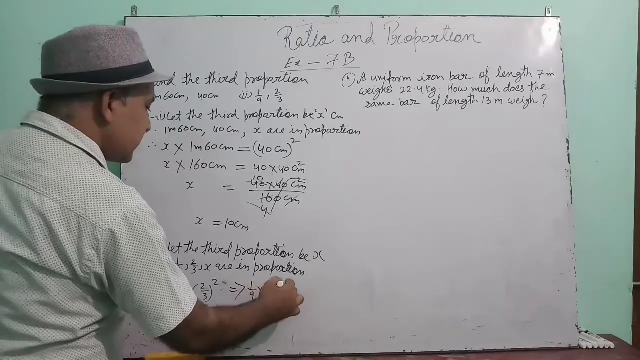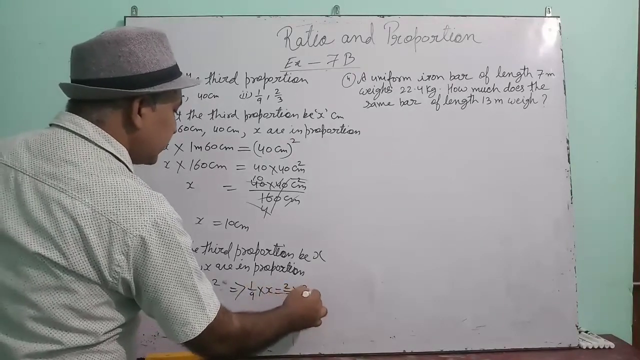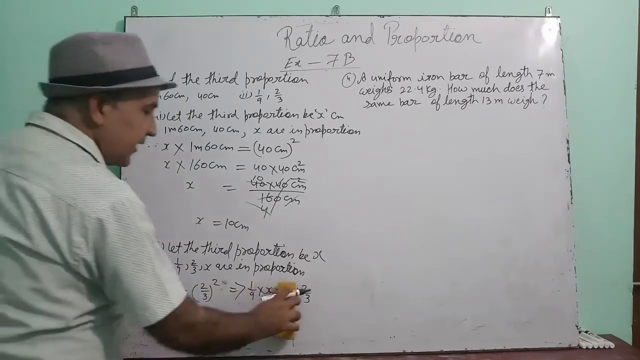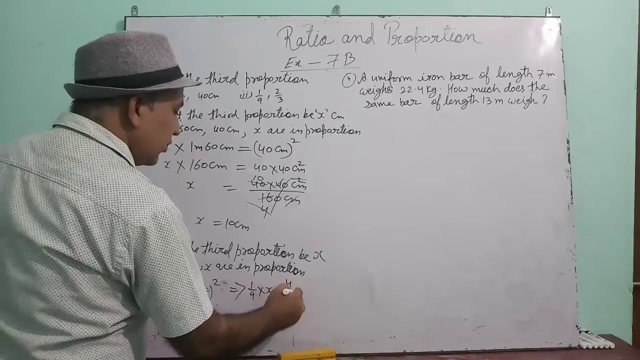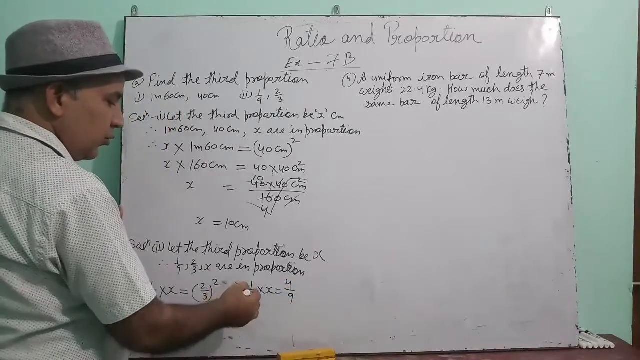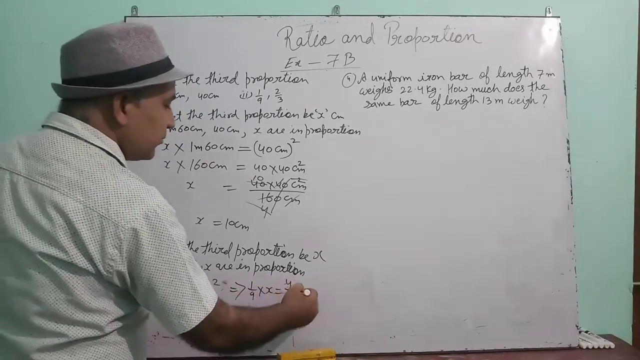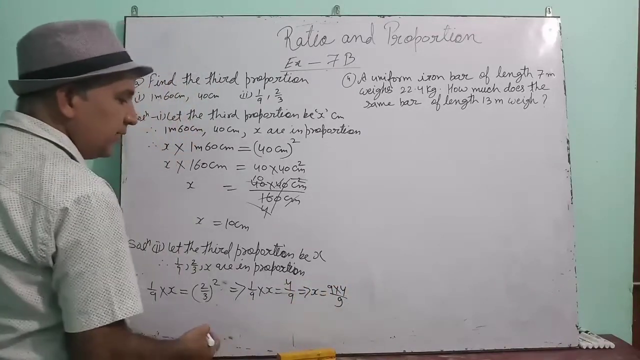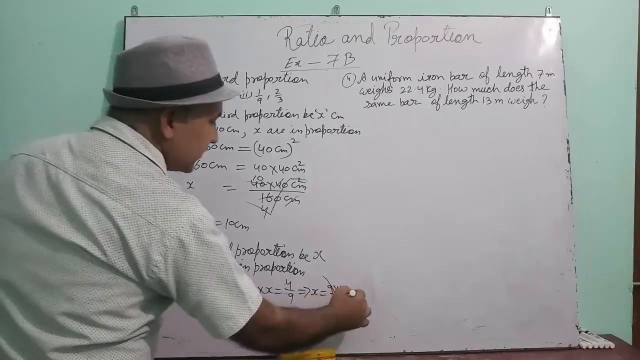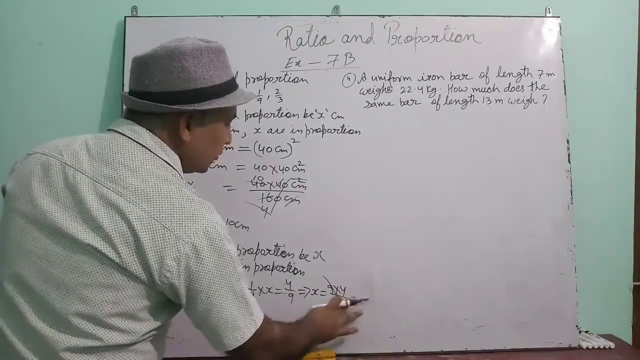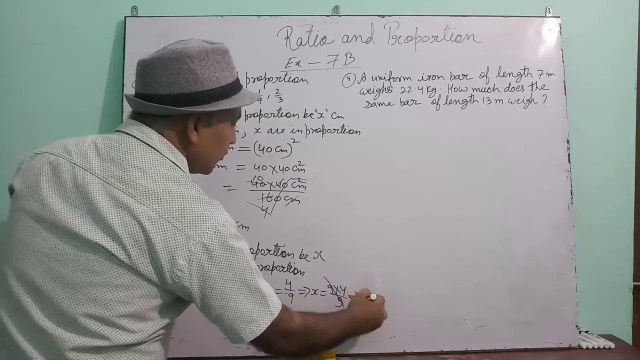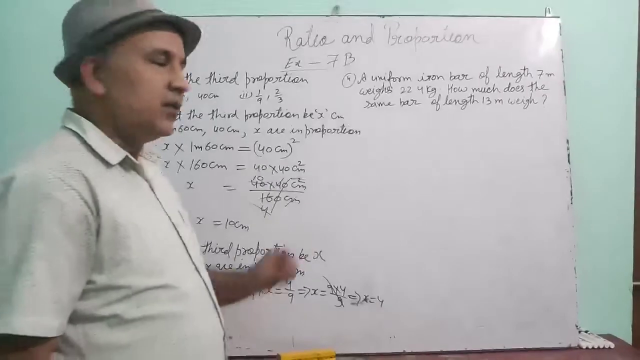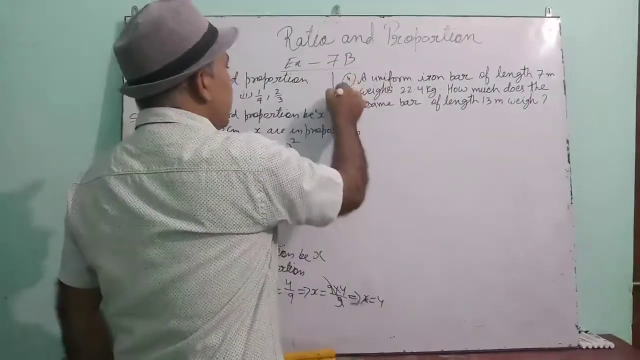1 by 9 x is equal to 2 by 3 into 2 by 3. Otherwise, 2 square is 4, 3 square is 9. So you can write here 4 by 9. Now by cross multiplication 9 will come up. So x is equal to 9 into 4 upon 9. Both the 9s are cancelling each other. x is equal to 4. That means the third proportion is 4. Okay. Now see the last question of this topic.